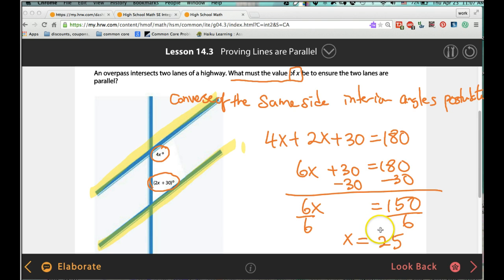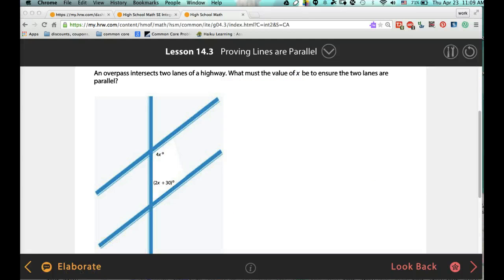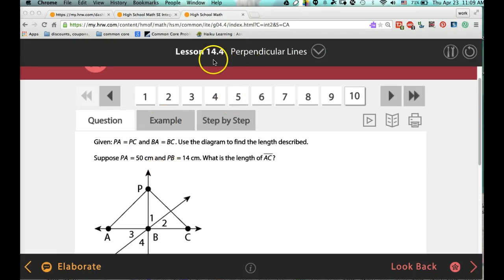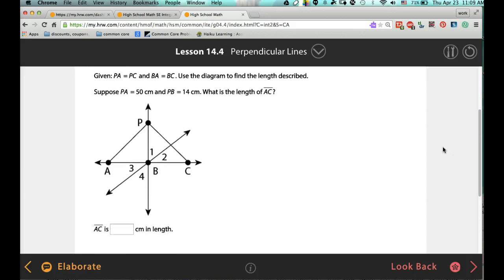Now we're moving on to the last section that we're reviewing for today. Keep in mind you still have to study all the other modules as well. I just don't have enough time to do every single question with you. 14.4. So in module 14.4, I only had one question, and that was question number 10. So let's take a look.